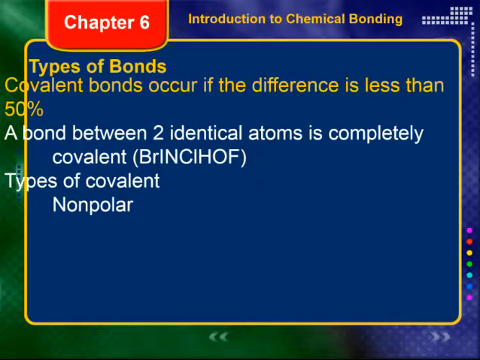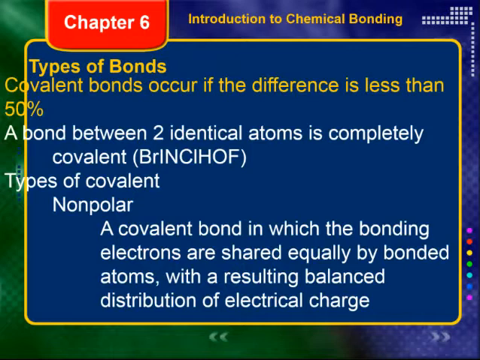And so that's going to lead us into our types of covalent bonds. We have the nonpolar, like we see up here with those completely and pure covalent bonds. It's a covalent bond in which the bonding electrons are shared equally by the bonded atoms, with a resulting balanced distribution of electrical charge. Now, why is the electrical charge evenly distributed? Because there is no electronegativity difference, meaning the strength with which those atoms, those nuclei, are pulling on valence electrons is the same. It's like a tug-of-war between 2 people who have the exact same strength. The flag in the middle of that tug-of-war is not moving. Those electrons are right smack dab in the middle on average.